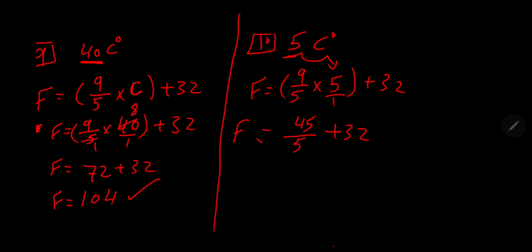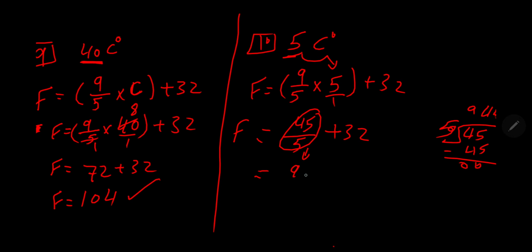Okay, to add those two, you need to have the same denominator, but since we don't need to do that, because we can just divide 45 by 5, you can get 9 as the result. So that means this is equal to 9. So 9 plus 32, and 9 plus 32 is 41. So you found the result for that one also. And write that down on your notebook also. Okay, that's about this.